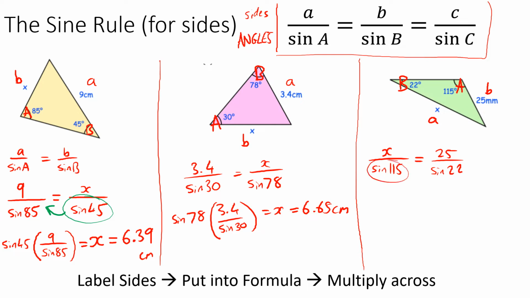Multiply across. X equals sine 115 times 25 over sine 22. Stick it in your calculator. And we'll get out of that 60.48 millimeters. Okay, hopefully that makes sense now. The first exercise on Heggerty is basically that.